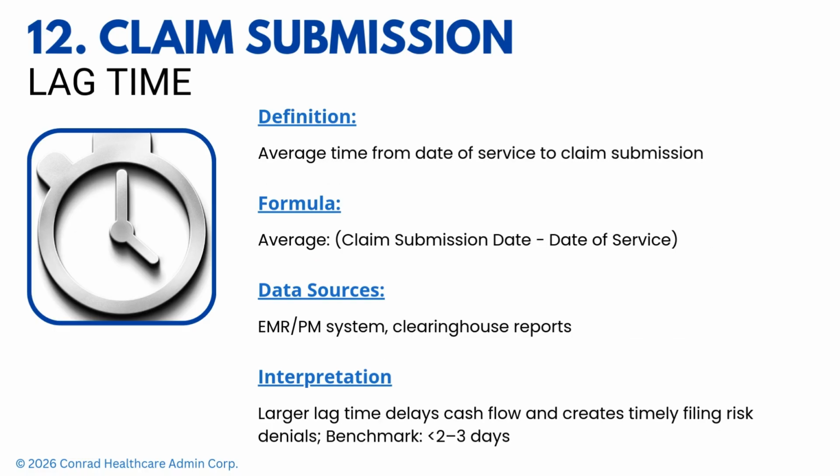Number 12, claim submission lag time. This is the average time from the date of service to the claim submission. And the formula for this is to take all of the different cases and take the claim submission date minus the date of service, and then we average that up across all of the different records. The data sources for this can be the EMR or clearinghouse reports.